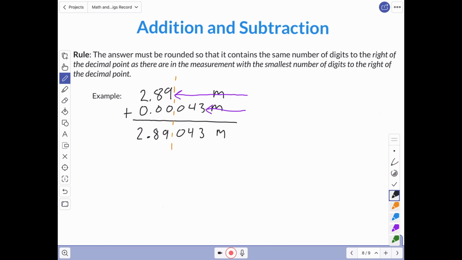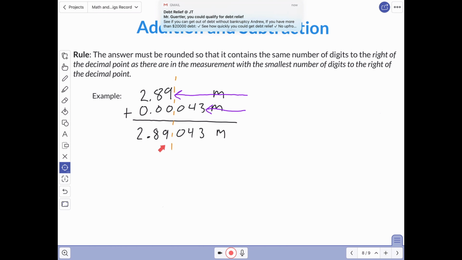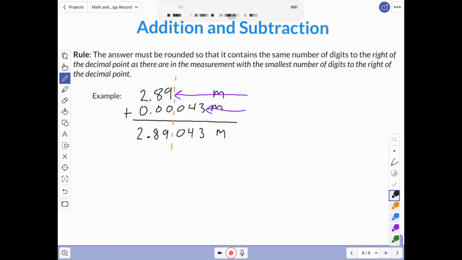And what this vertical line has done is it's showed us where we round to. It's saying the number just to the left is the number where we're rounding. These are going to be our significant digits. So, our 9, look to the right, it's a 0, 9 stays the same. Our final measurement is 2.89 meters.